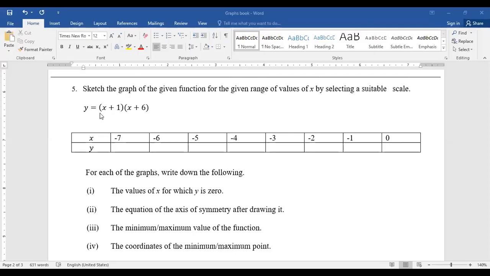In this question, the function is y equals (x plus 1) into (x plus 6), right? So here x plus 1 we call a factor, x plus 6 is called another factor, right? So here is the product of two factors, so that is a quadratic function, right? Quadratic function y equals (x plus 1) into (x plus 6), right? So please write the question and try to fill this table to find the y values to draw the graph, right?